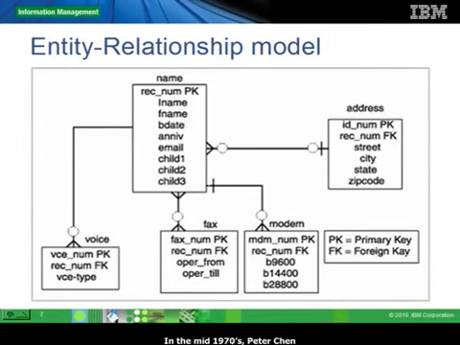In the mid-1970s, Peter Chen proposed the entity relationship data model. This was to be an alternative to the relational and hierarchical data models. He proposed thinking of a database as a collection of instances of entities. Rather than being used as a model on its own, the ER model has found success as a tool to design relational databases.